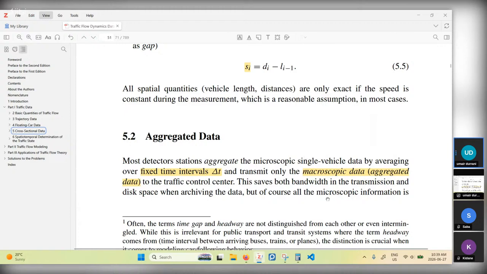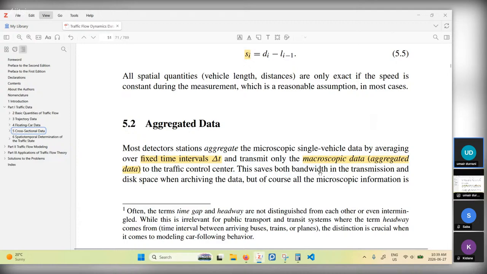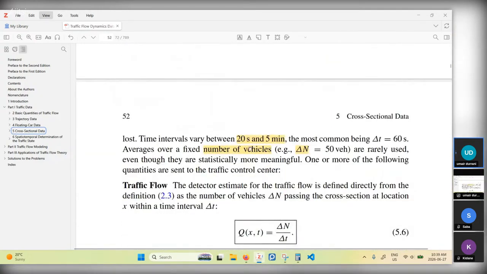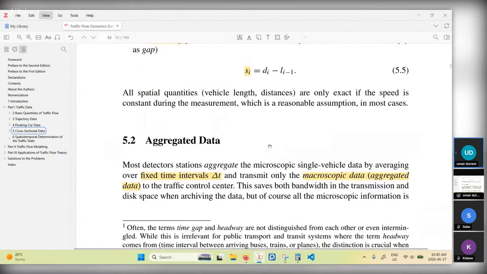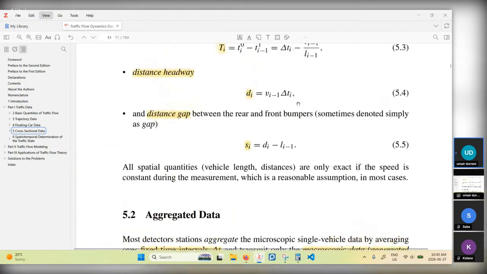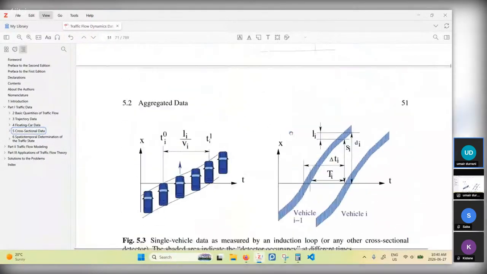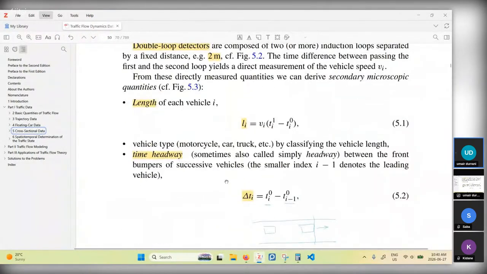I'm pretty sure that modern systems do provide microscopic data because now there's more capability of storing all of this data by compressing it. The macroscopic or aggregated data is done for delta t of 20 seconds to 5 minutes. And just to be clear, delta t here is the aggregation time interval, which is different from delta t_i here, which is the time headway. So please don't confuse these two.